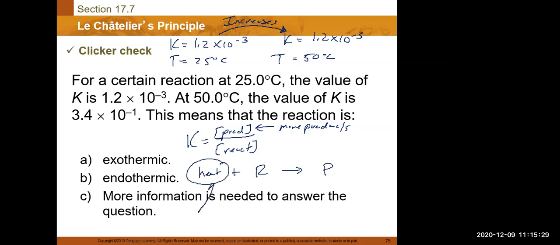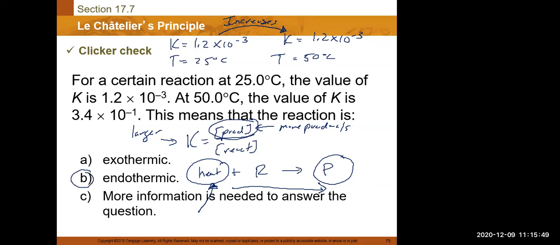So when we increase the temperature, it shifts away. When it shifts away, it makes more products. Making more products gives us a larger K value in that particular case. That means that since the heat has to be on the reactant side, this would be an endothermic reaction in this particular case.